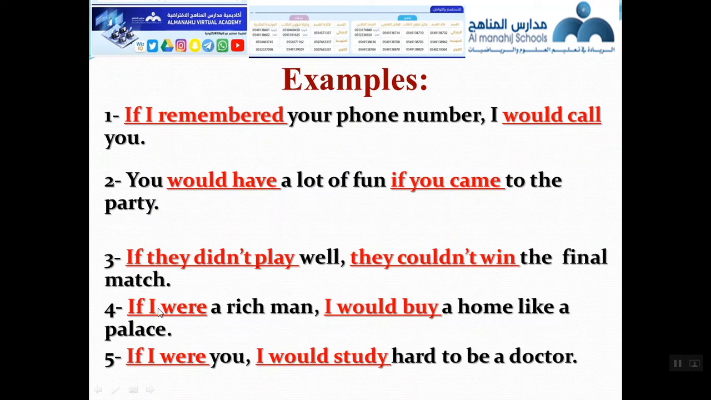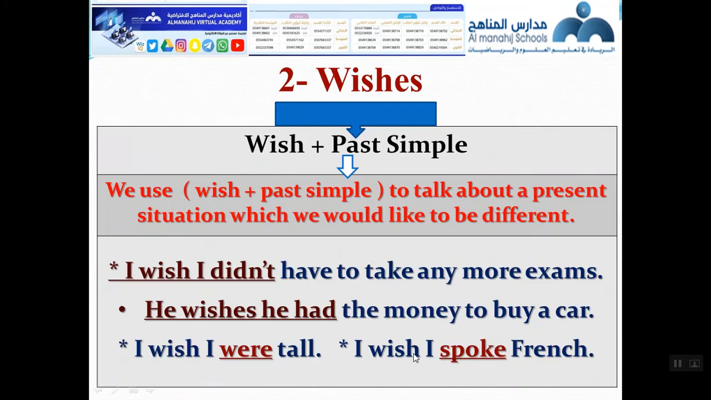Okay, but here, look here. If I were, I used the verb to be here. I didn't use was, but if I were a rich man, because I'm not a rich man, but I'm just imagining that if I were a rich man, لو كنت غني, I would buy, كنت اشتريت, a home like a palace, مثل القصر. If I were you, I would study hard to be a doctor. In this sentence, this is advice for someone. I would study hard to be a doctor if I were you, and so on.